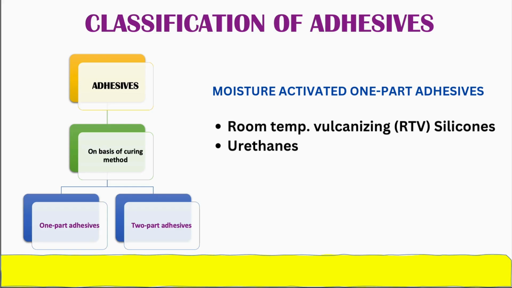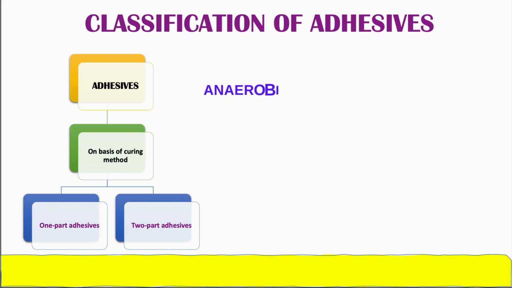Next is anaerobics, meaning no air, no oxygen supply required for curing. So your surface should be deprived of oxygen, or it is used in those applications wherein the oxygen supply is not there. Examples of anaerobics are the acrylic based adhesives. Basically, acrylic based adhesives are cured between metallic surfaces which are deprived of oxygen.